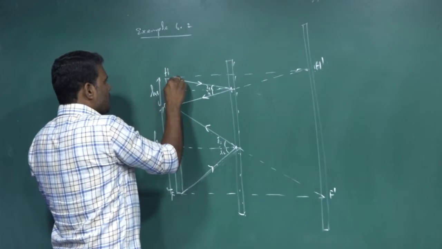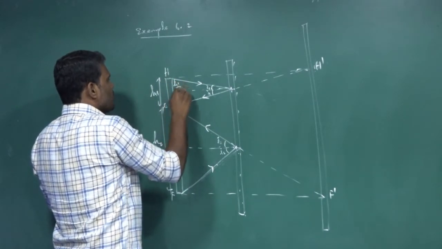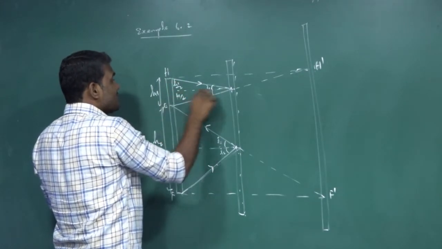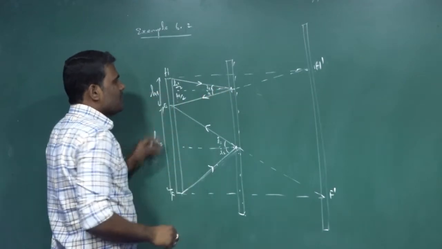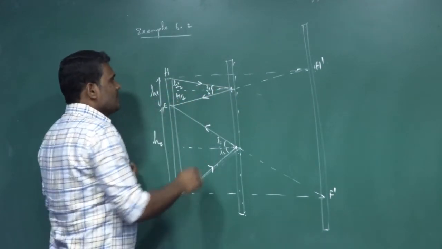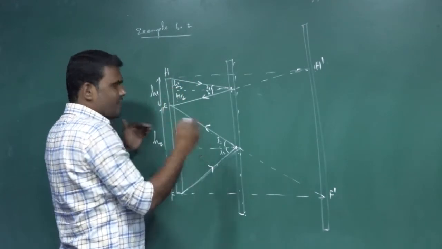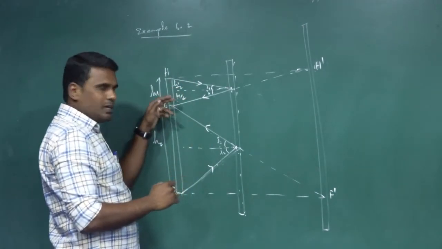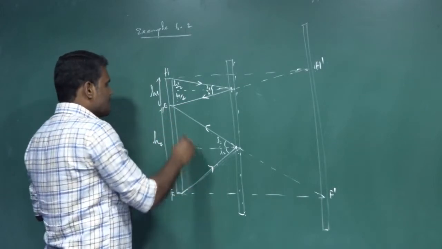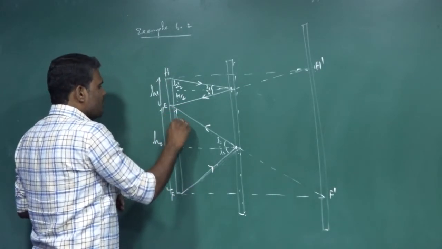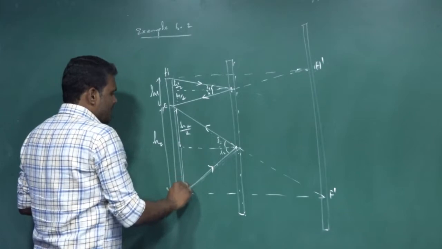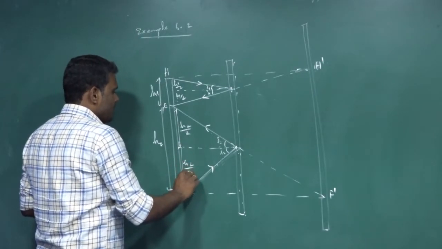If this is h1, this is h1 by 2 and this one is h1 by 2, because this is the perpendicular bisector of this particular incident and the reflected rays. So if these angles are equal, then h1 by h2, this height can be divided equally: h1 by 2, h1 by 2. Similarly, this height is also h2 divided by 2 and h2 divided by 2.